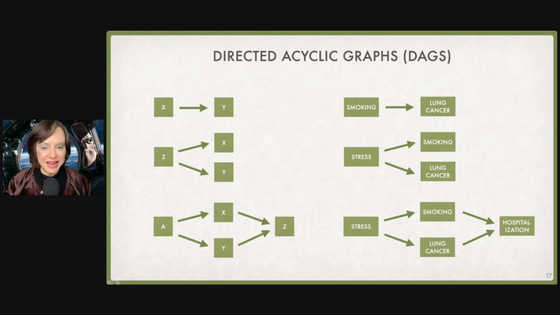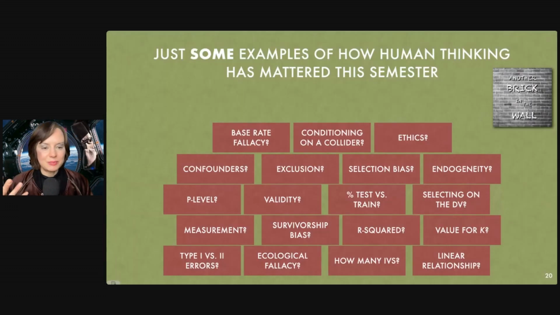I'm telling you, my students hate this unit. It really is hard to think about, but it really is an important way to remember that what we think we're observing in the data may not actually be a reflection of real life. We need to think about what this data is, where it's from, who we're looking at. So this has been just a few examples of how human thinking has mattered this semester. These last two are doozies.